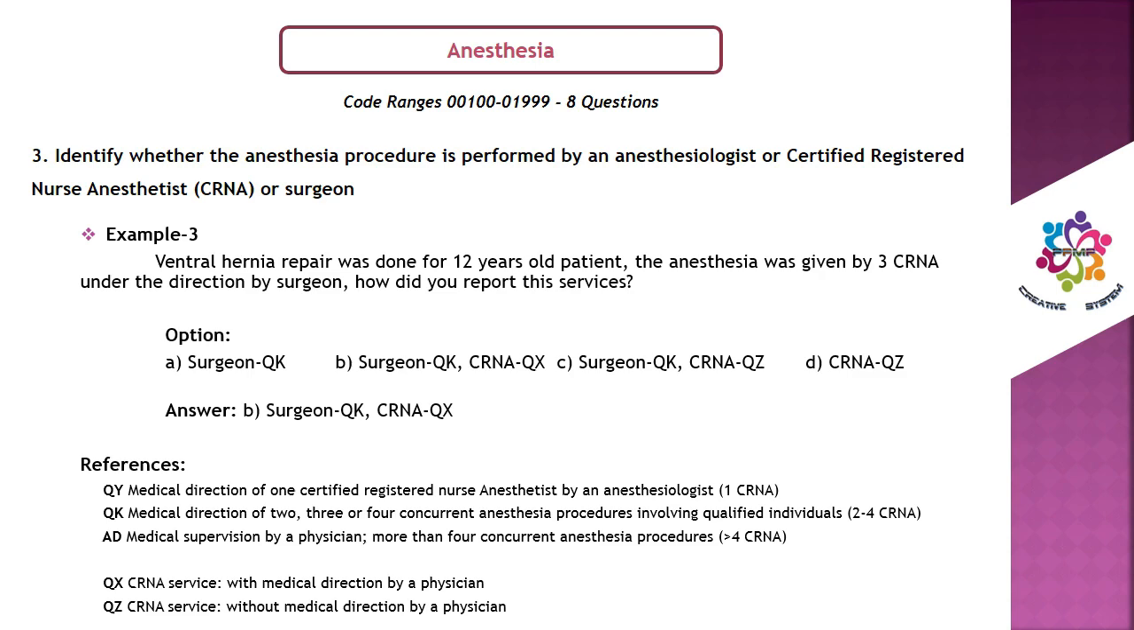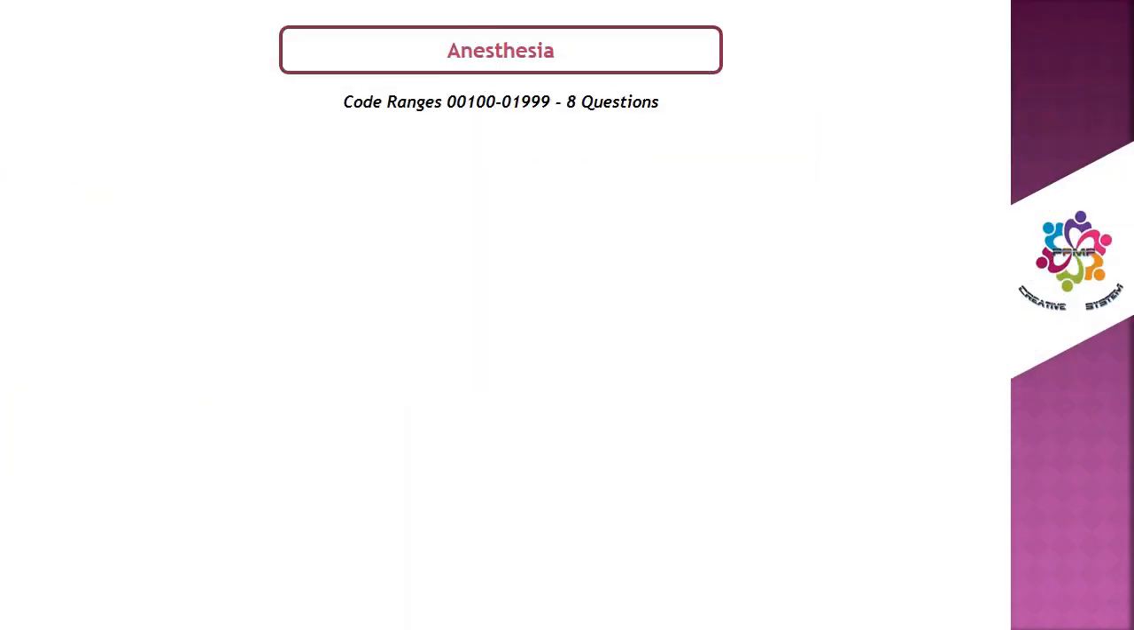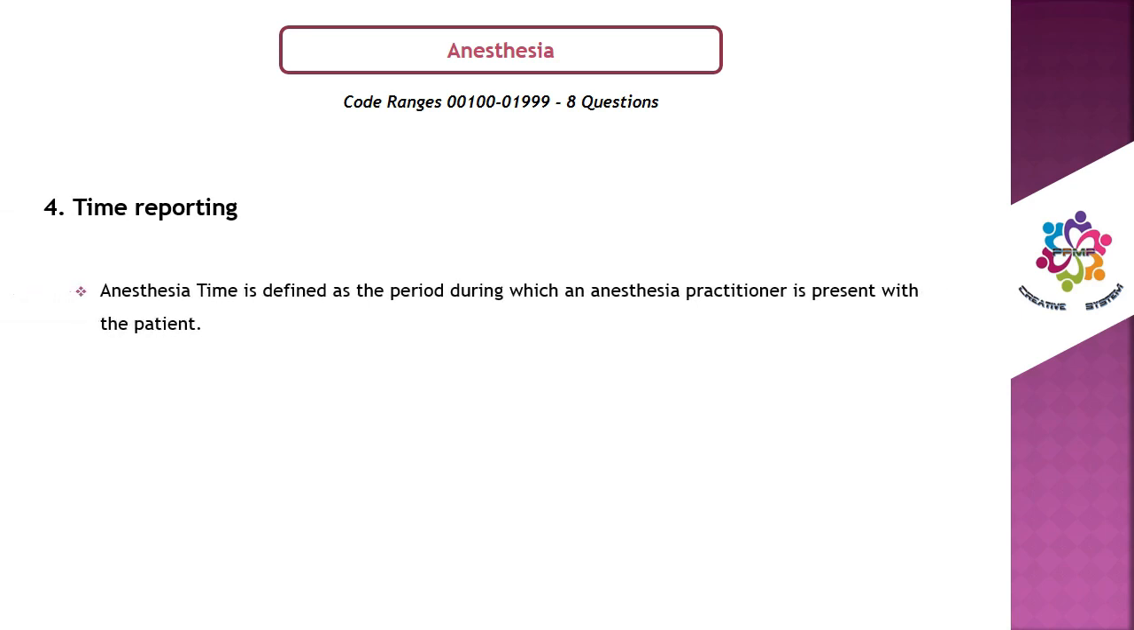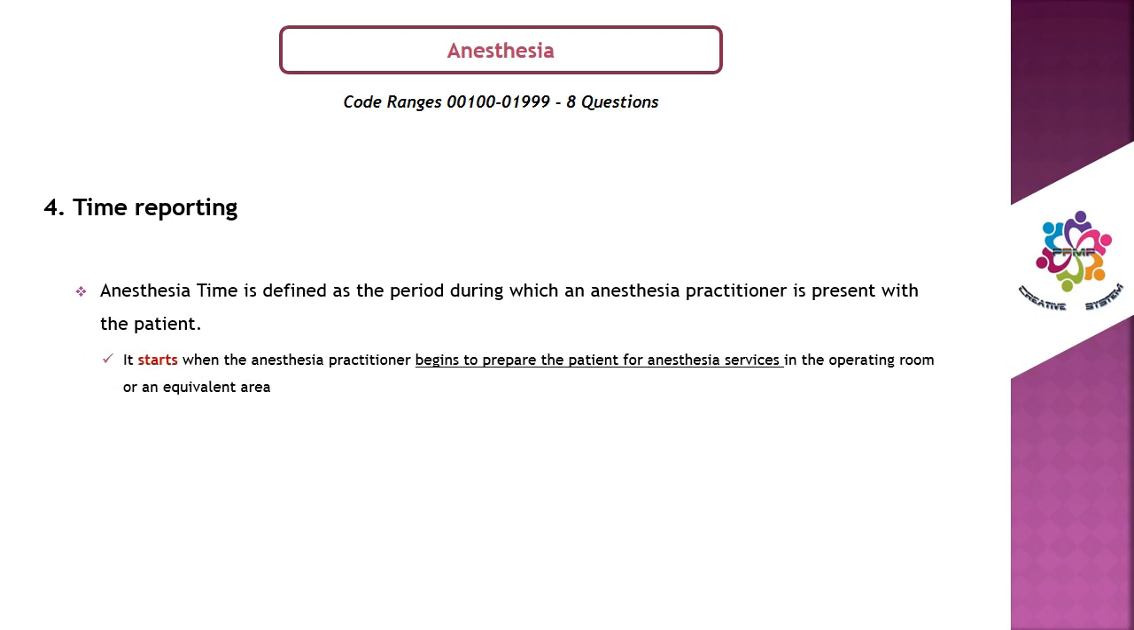Now we are going to see the fourth main criteria, time reporting. Anesthesia time is defined as the period during which an anesthesia practitioner is present with the patient. It starts when the anesthesia practitioner begins to prepare the patient for anesthesia services in the operating room or an equivalent area. It ends when the anesthesia practitioner is no longer furnishing anesthesia services to the patient.